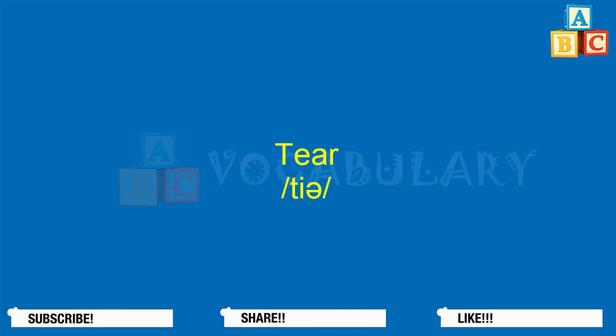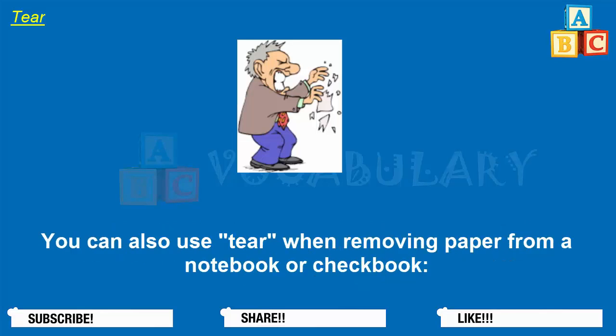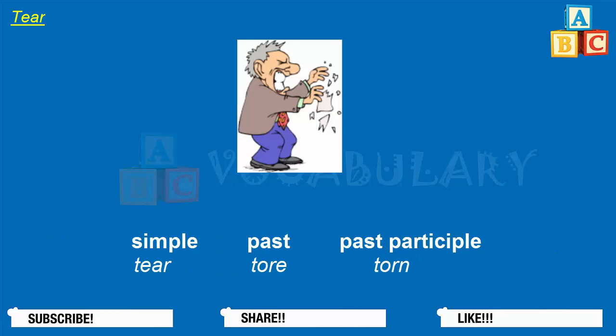Tear. You can use tear as a verb or as a noun. To tear something is to damage it by ripping with one's hands. You can also use tear when removing paper from a notebook or checkbook. The simple form of this verb is tear. The past tense is tore. The past participle is torn.